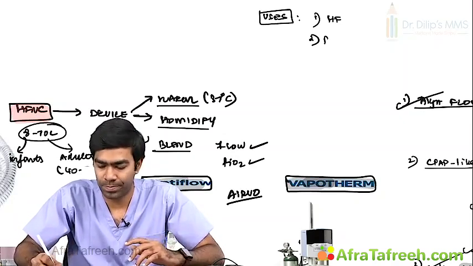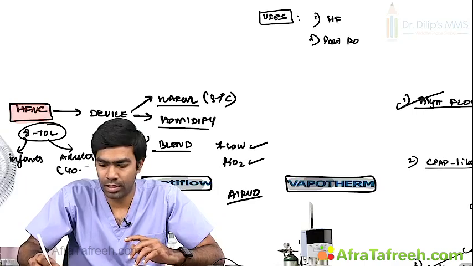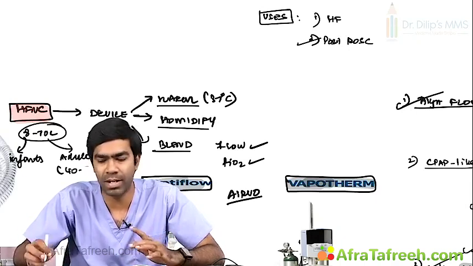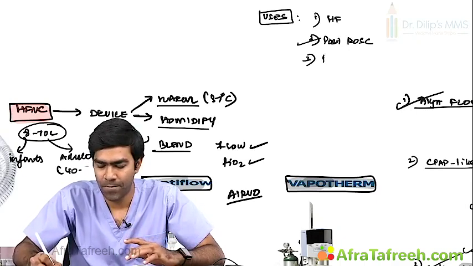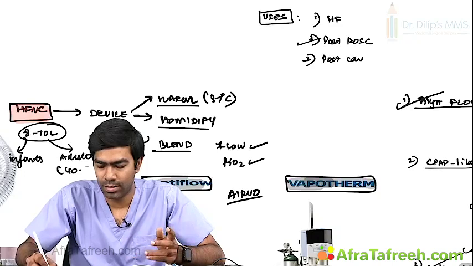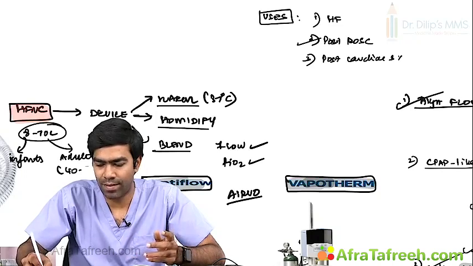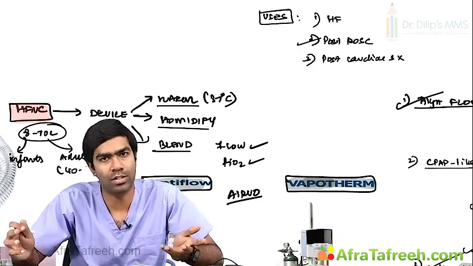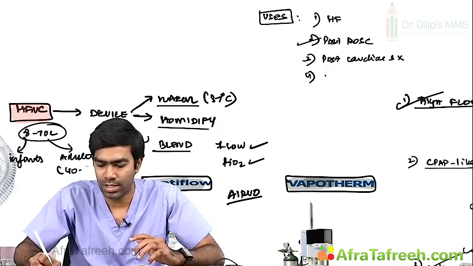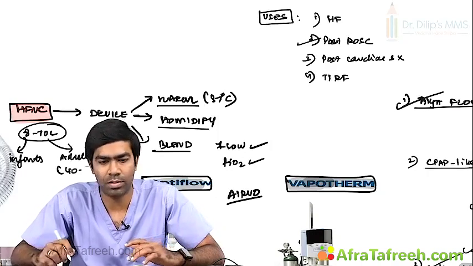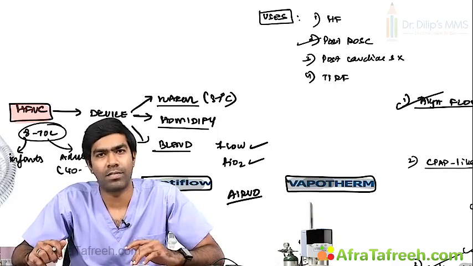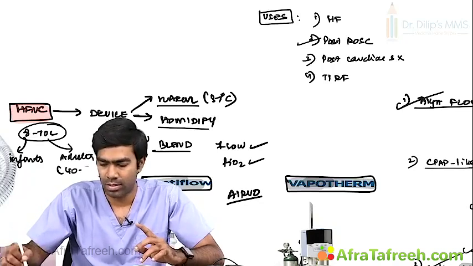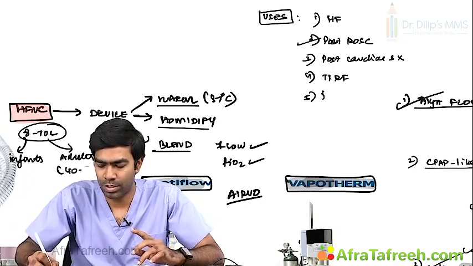Second, post-ROSC. That is after cardiac arrest, return of spontaneous circulation, proved to be extremely beneficial. Number 3, post-cardiac surgery. Very, very good. After cardiac surgery, respiratory failure is very, very common. So in those conditions, you can definitely use this HFNC. Number 4, type 1 respiratory failure, hypoxemic respiratory failure. Very, very helpful. Proven again. Multiple trials.